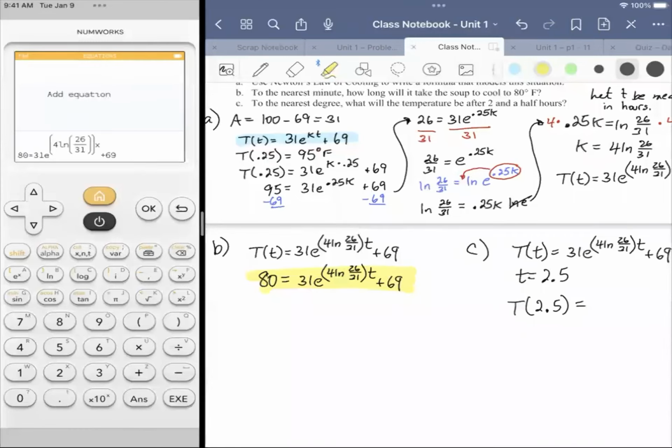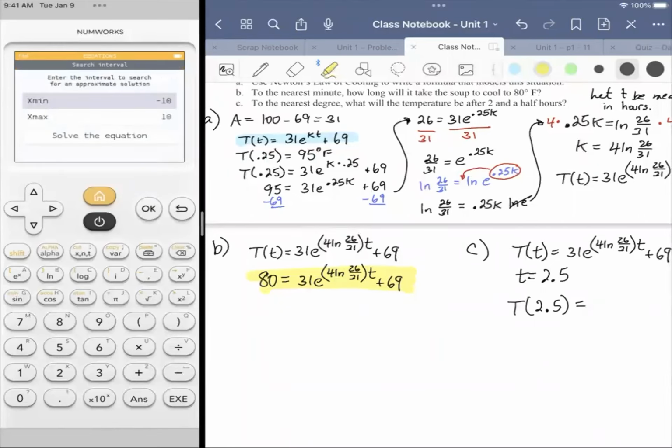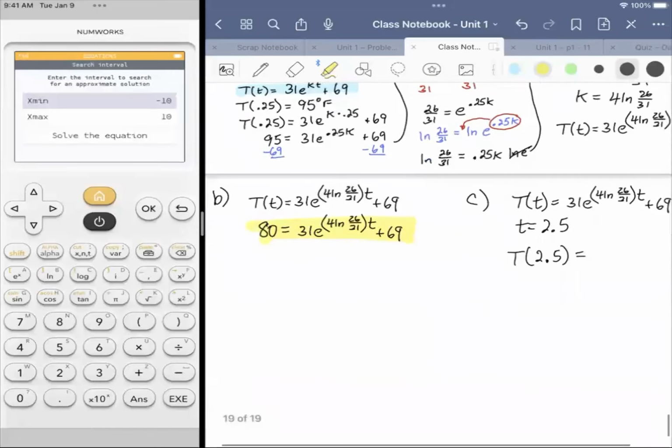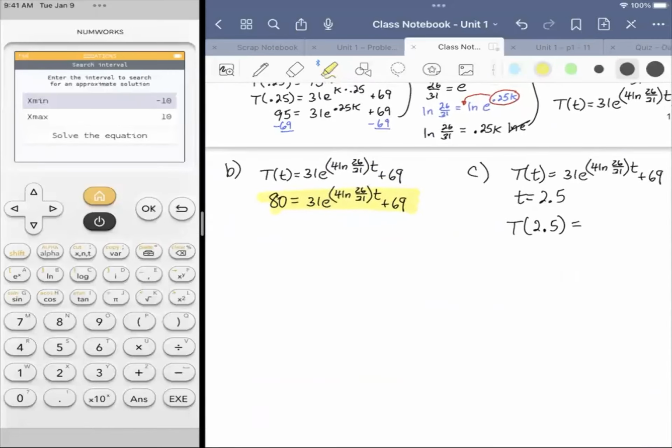All right, so I'm going to hit OK. It's going to lock that in. And then I'm just going to go to solve the equation. I hit OK on solve the equation. It asks me if the domain of -10 to 10 is what I want to do. Well, it's a measure of time starting the moment the object is taken out of the oven. Oh, no, warm soup. So I don't think my X min should be anything less than 0.